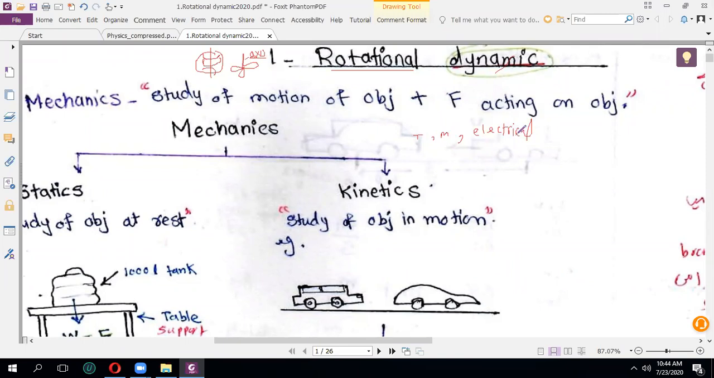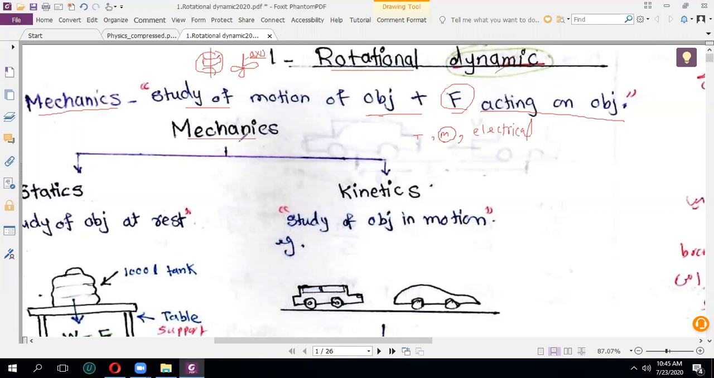So in these three branches, we will study the mechanics branch. What do you mean by mechanics? Mechanics is the branch of physics in which we study the motion of the object and the force acting on the object. We already know that to move anything, we either push or pull by applying force. Without force, we can't move anything, right?